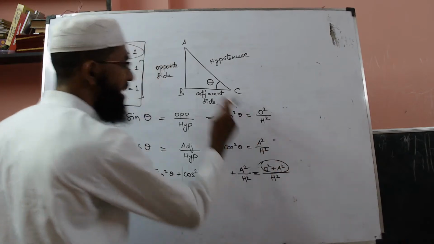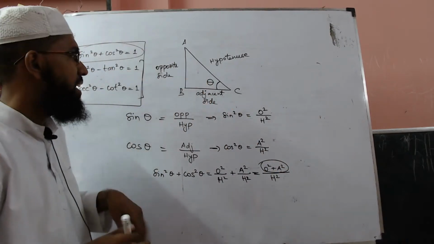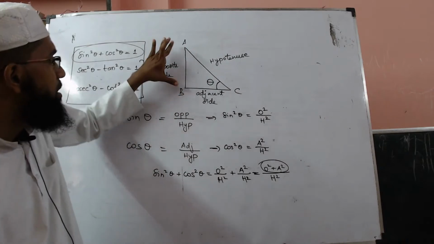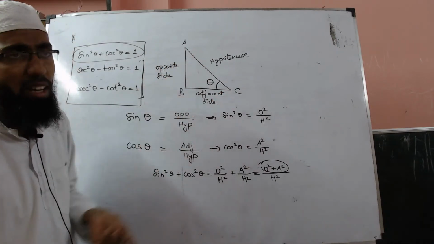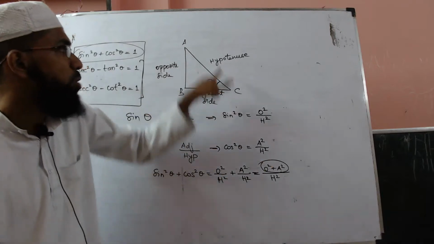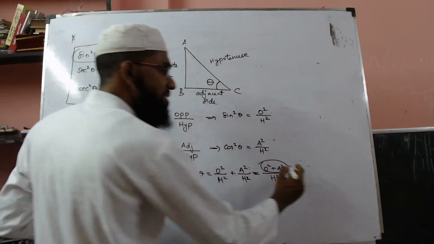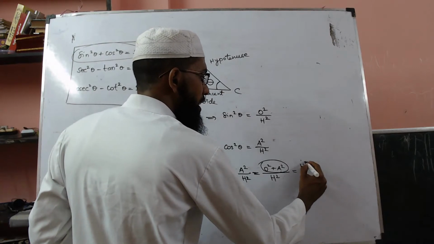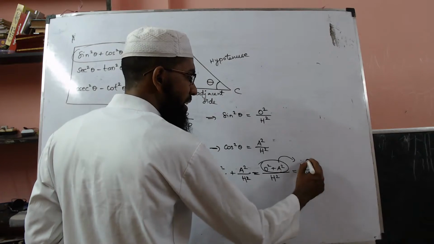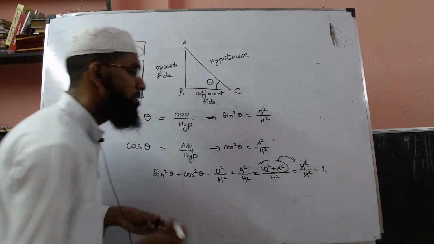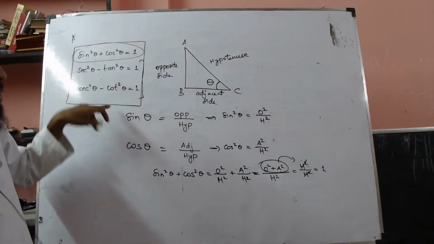Now, since it is a right angle triangle, according to Pythagoras theorem, O square is AB square and A square is BC square. The sum of the squares of the two sides is equal to the square of the hypotenuse. So instead of O square plus A square, I can write H square. H square by H square I can cancel, and I can write it as 1. In the same way, you can see the proof of these two also.